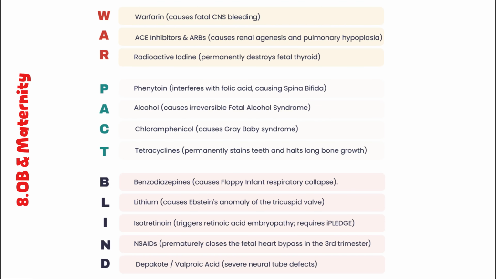L. Lithium causes Epstein's anomaly, a malformation of the tricuspid valve. I. Isotretinoin triggers retinoic acid embryopathy, brain and facial malformations, which is why it runs under the strict I-Pledge protocol. 2 forms of contraception, 2 negative pregnancy tests before the first dose, and 1 negative test every month before each refill. N. NSAIDs in the 3rd trimester prematurely close the fetal ductus arteriosus, causing rapid fetal heart failure. This is why a patient reaching for ibuprofen late in pregnancy needs to be redirected to acetaminophen instead. And D. Depakote, valproic acid, causes severe neural tube defects.